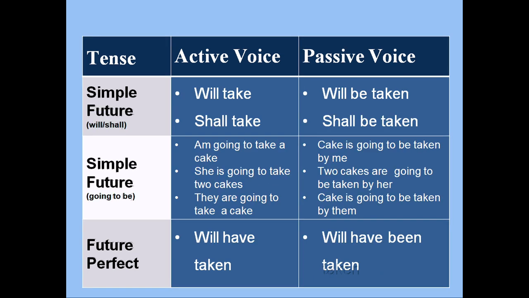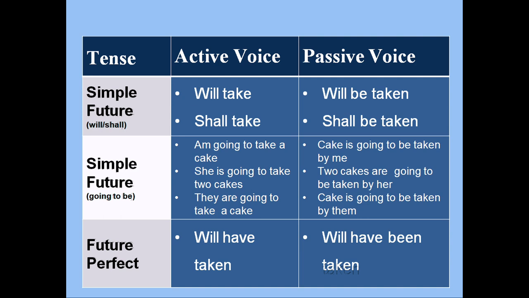And similarly, the last tense, future tense. Tense means time. So the verb is telling you about the time as well as the action. Will take, shall take, changes into will be taken, shall be taken in the passive form. Simple future tense. If the sentence has going to be, I am going to take a cake. So cake is going to be taken by me. It is simple future tense and it is changed in this manner. She is going to take two cakes. Two cakes are going to be taken by her. Going to be is used there if it is simple future.